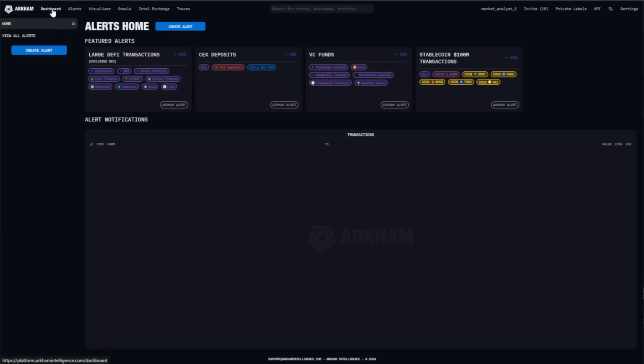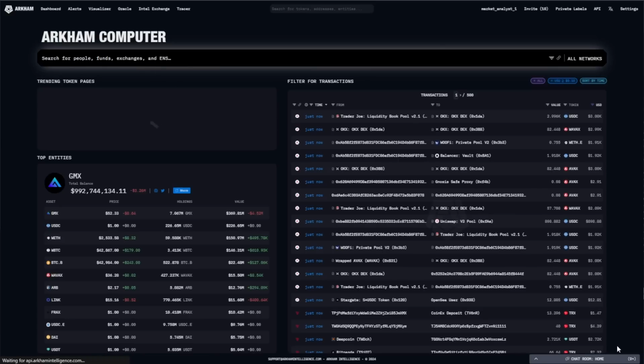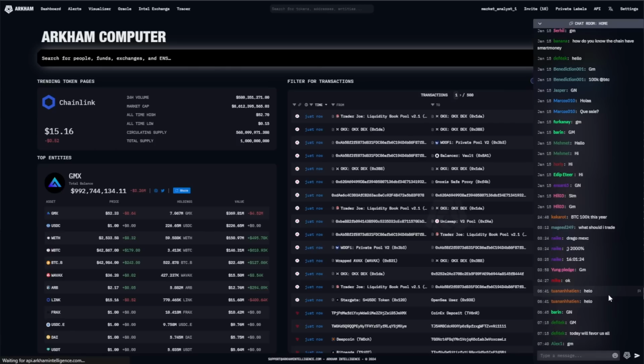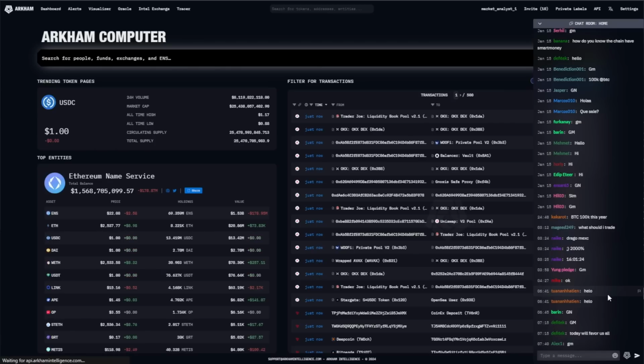And last but not least as well, one thing that you guys can also utilize in your arsenal on the Arkham platform is the chat room function on the home page, where you can chat with other users on the platform. So if you guys are interested, you can tap into some of these tools to further boost your experience within Arkham when you're doing your on-chain analysis.